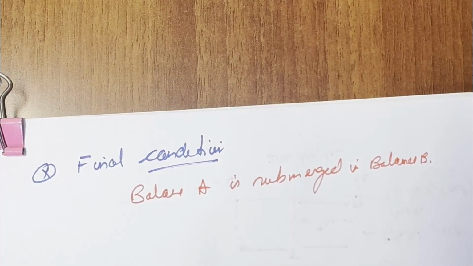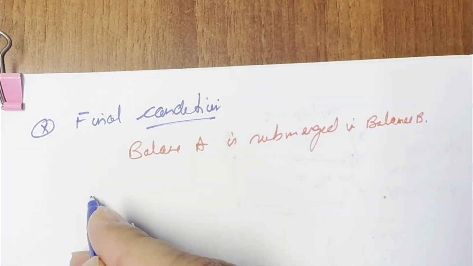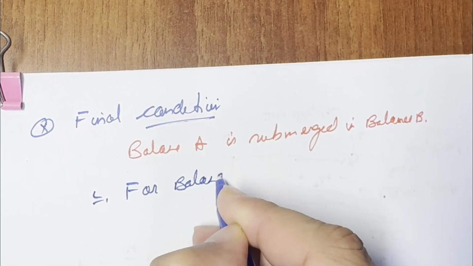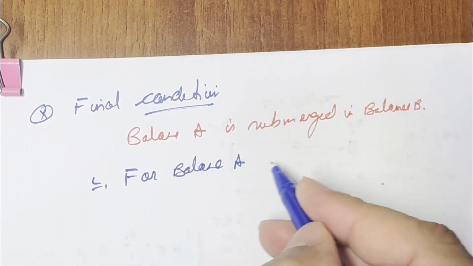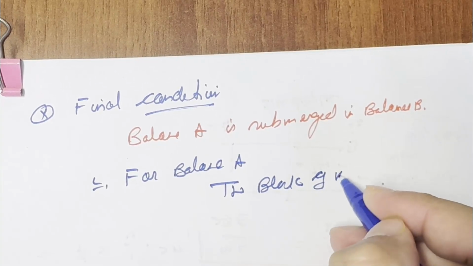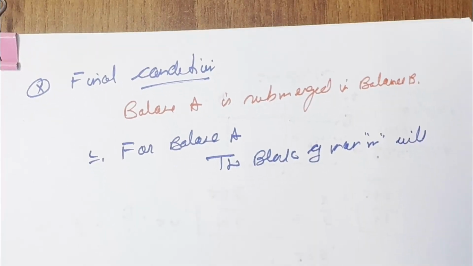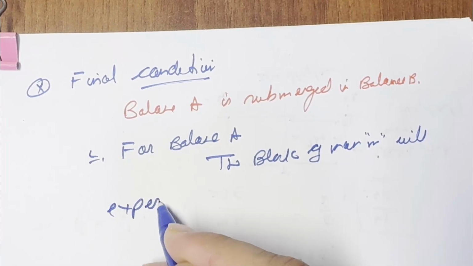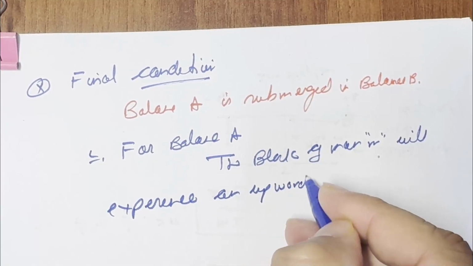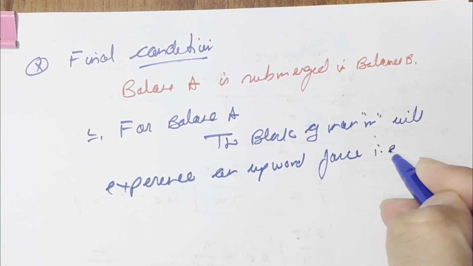So let us first of all discuss with respect to balance A. When balance A is submerged in balance B, so you can say for balance A, the block of mass M will experience an upward force that is buoyant force.